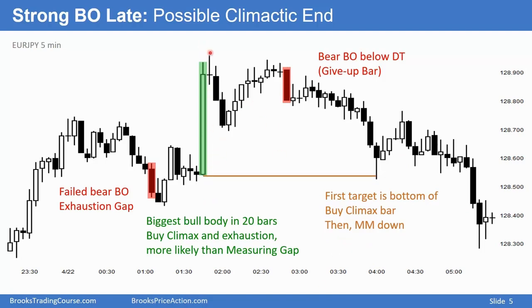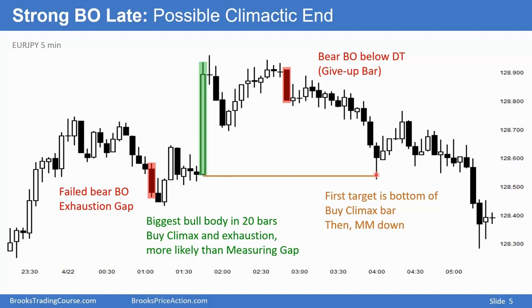Whenever I see a buy climax that's starting to reverse, I always think the first target is just below the low of the buy climax bar. The bulls try to get a double bottom there. They tried, failed. And the bears want a strong breakout below that double bottom, and then they want a failed double bottom and measured move down.